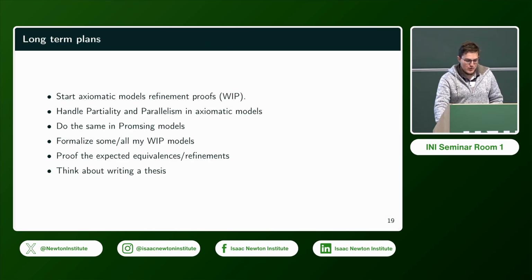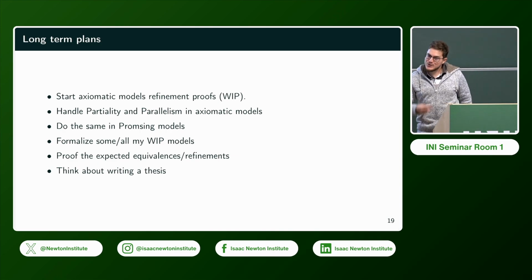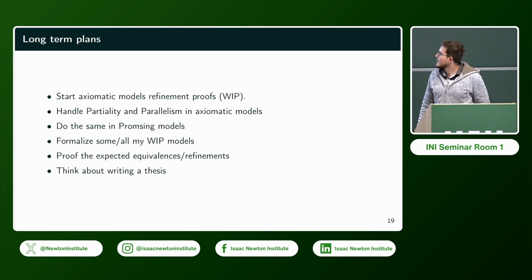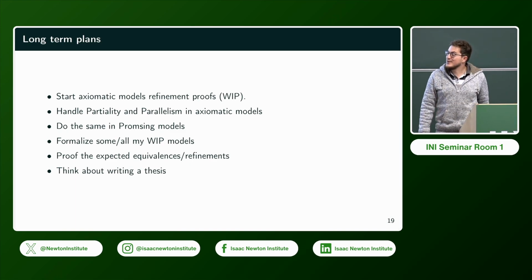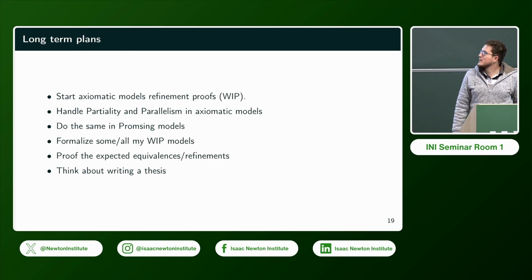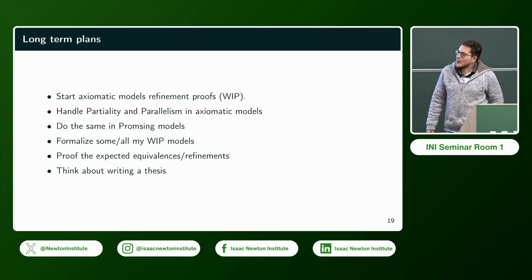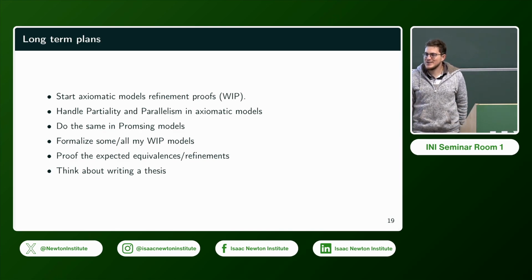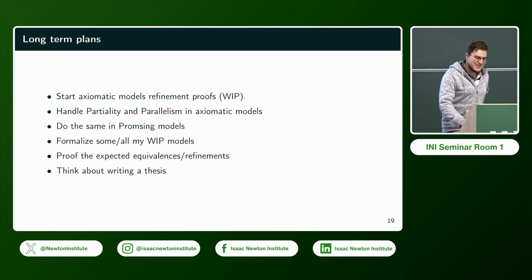My short-term plan, now that I have two axiomatic models, is to start proving a refinement to see how that goes. Then I have lots of work to do about handling partiality and parallelism for axiomatic and promising models, formalizing some of my existing but only on paper models, and proving some amount of the expected equivalence and refinement, but not all of them. And writing a thesis is also something on there.